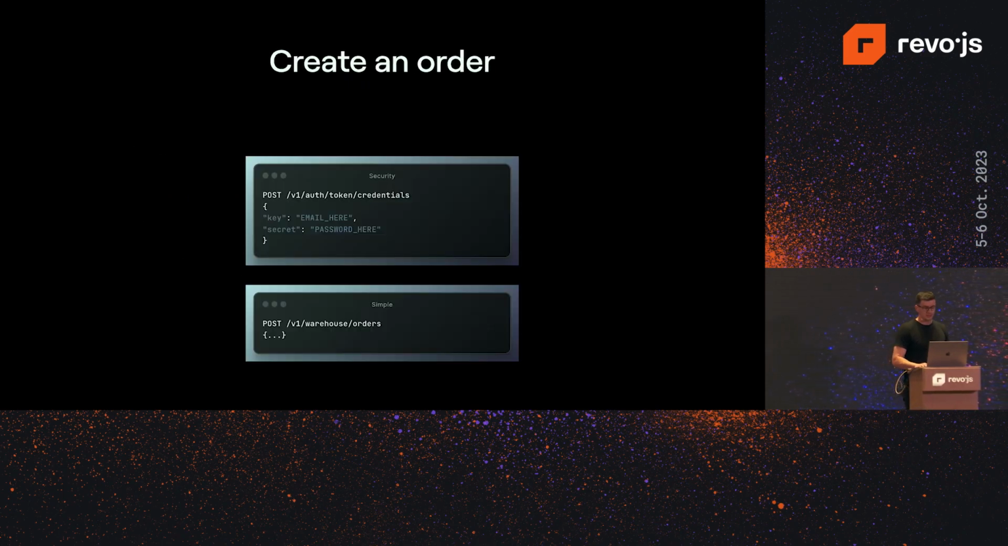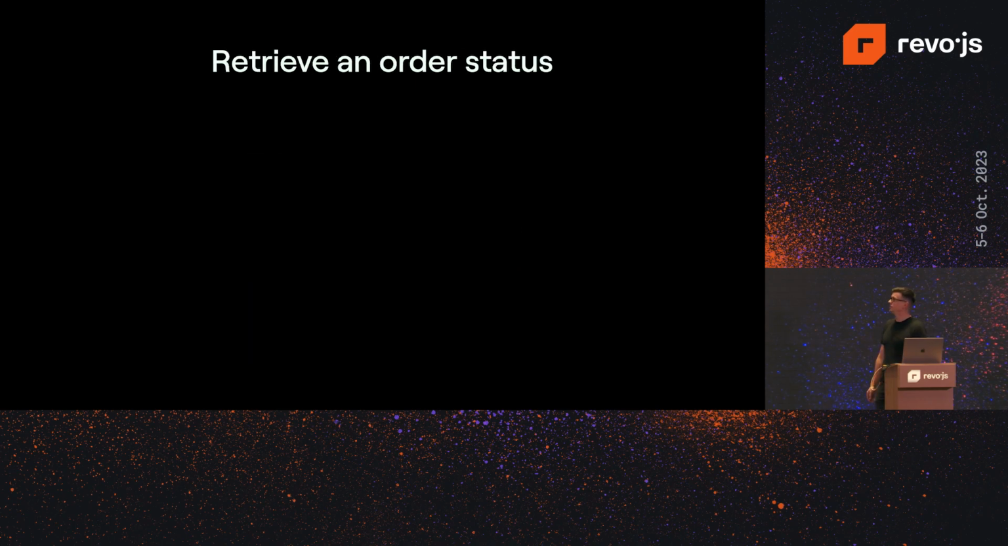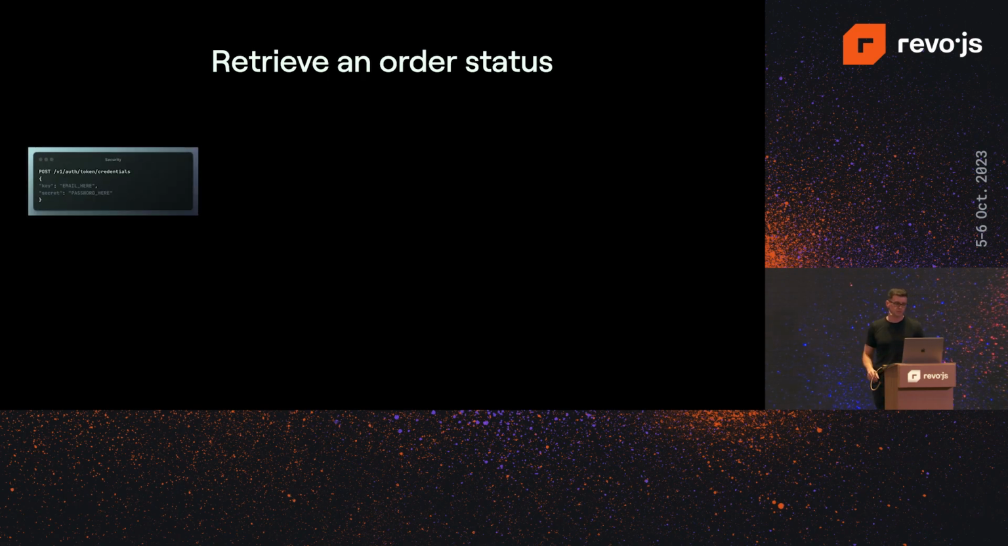So let's see. Basically, as an e-commerce platform, we had to create an order, and then the warehouse would fulfill that order. So it was very easy. Like, you just post a request to the credentials API with your username and password, and then you would post another request to the orders endpoint to actually create the order. So that was good. But then we also had to notify our users when an order was shipped and when the status of that shipment changed. So, okay, let's retrieve an order status.